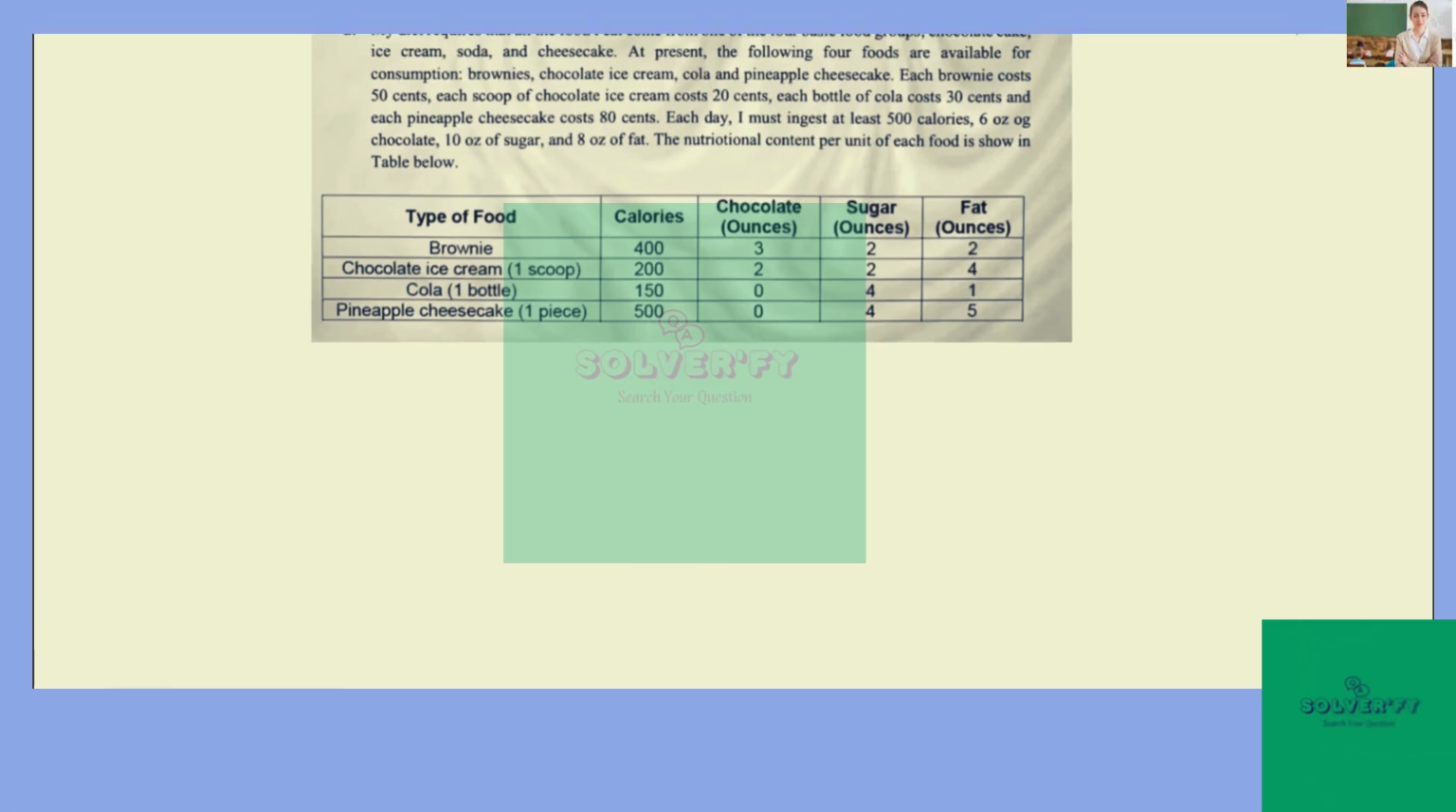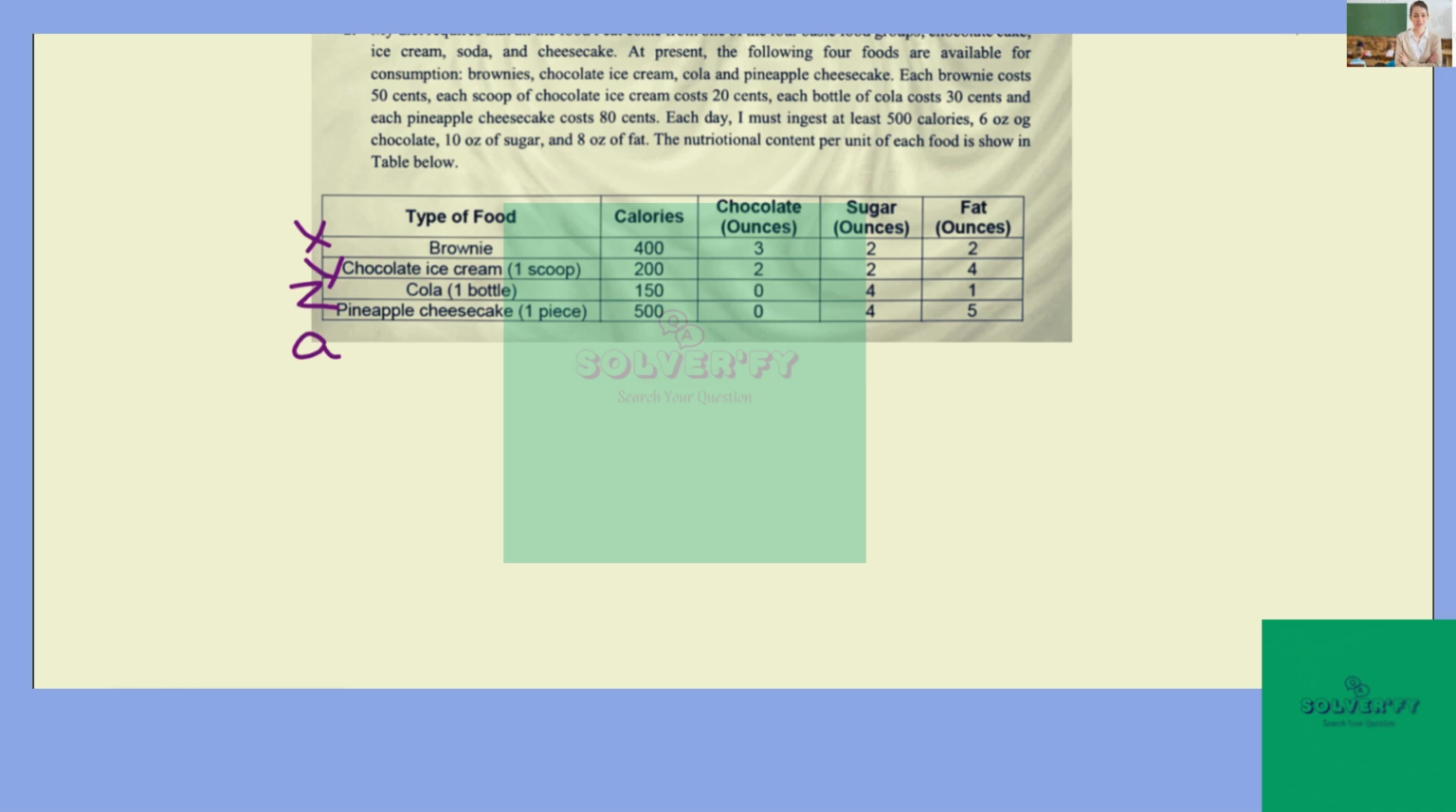Alright, so here we want to formulate a linear programming model to solve this and figure out how much food they can eat. I'm going to first write down or assign a variable to each of my types of food. I'm going to let my brownies be X, chocolate ice cream be Y, cola be Z, and pineapple cheesecake will be A. Now my diet requires that they eat all of the food.